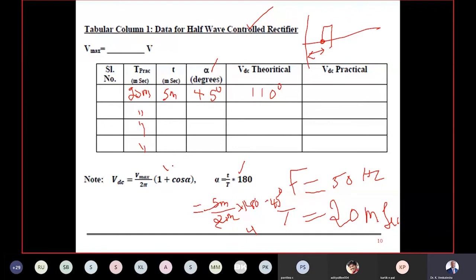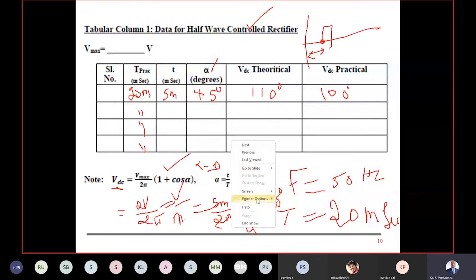Practically I have to verify using this formula. There's a derivation for this. The DC output voltage is given by V max by 2 pi times (1 plus cos alpha). Let us say my alpha is 0. When alpha is 0, cos 0 is 1, 1 plus 1 is 2. My formula is 2 V max by 2 pi, or V max by pi. V max is 320, pi is 3.14. 320 by 3.14 is roughly 100 volts. It's a very rough calculation, roughly 100 volts, which is satisfying there.